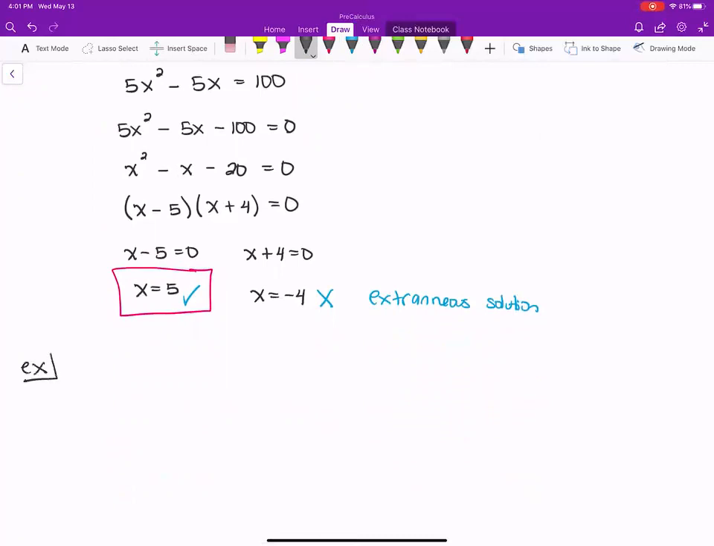All right, your turn. Solve log of x plus log of x minus 9 equals 1.